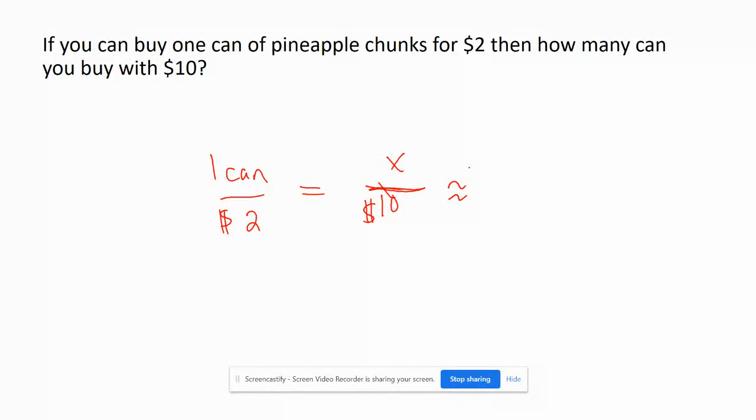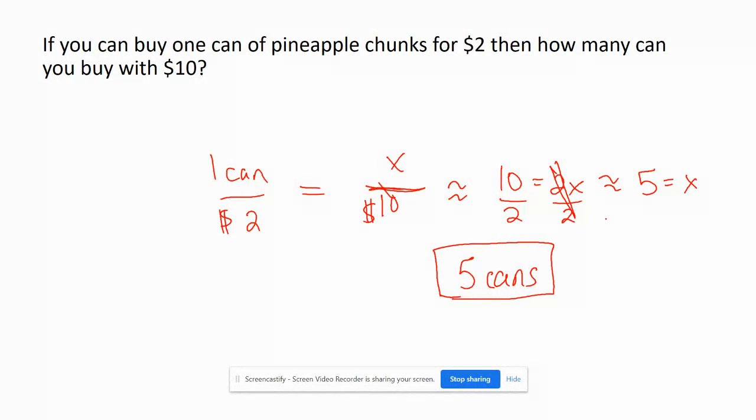Now, if I cross multiply, I would have 10. And cross multiply here, I would have 2x. So 10 equals 2x. Now, how do I solve for x here? This is multiplication, so I have to divide by 2. And that will leave me with 5 equals x, because this cancels out, and 10 divided by 2 is 5. Okay? Now, it's not just 5. It is 5 cans. Make sure you put your unit down here. What are we talking about? We're talking about cans of pineapples.